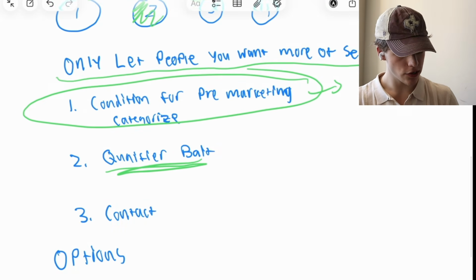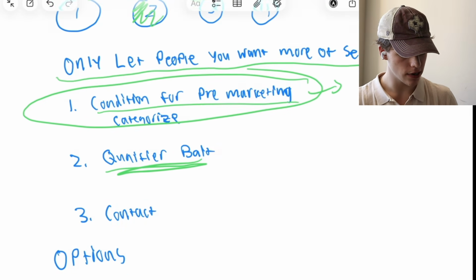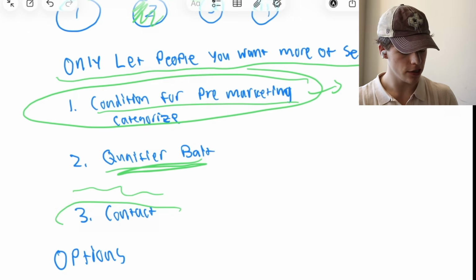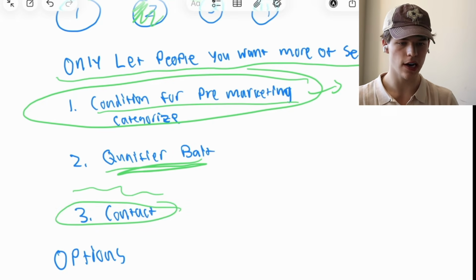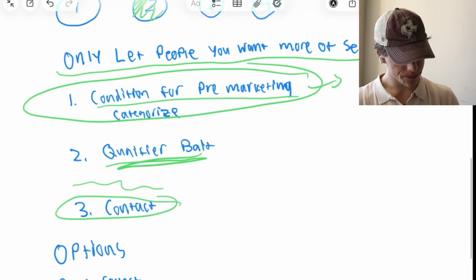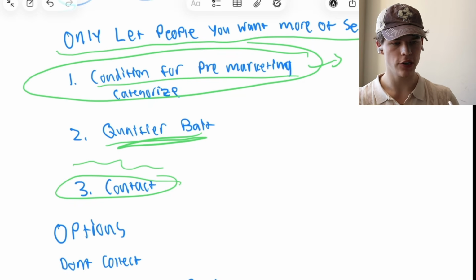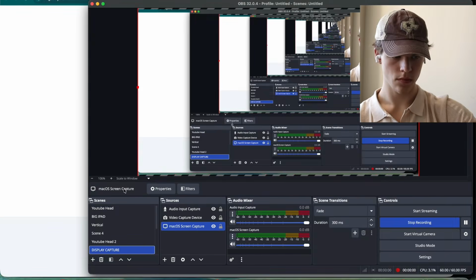After that, if there's a really important condition for pre-marketing, you can add an extra question or 2 here, and then it's just contact details. You don't want to artificially increase your cost by adding too many questions. You have 2 options here though, and I'm going to show you actually how this looks on a real funnel.